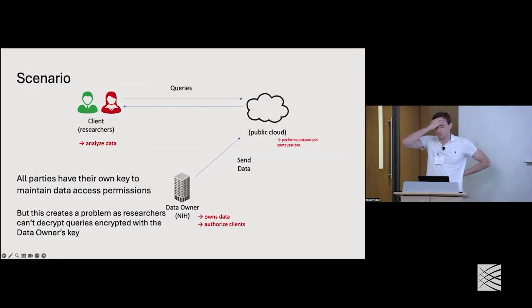So we conjured up this scenario where a data owner who has all of the data basically encrypts it and sends it to the public cloud. And then clients, our researchers, can analyze it by sending queries to the public cloud. And in this setting, we're going to use homomorphic encryption, right? Because we don't want the public cloud to ever have access or see what this genomic data is. We want to keep it ultra secure.